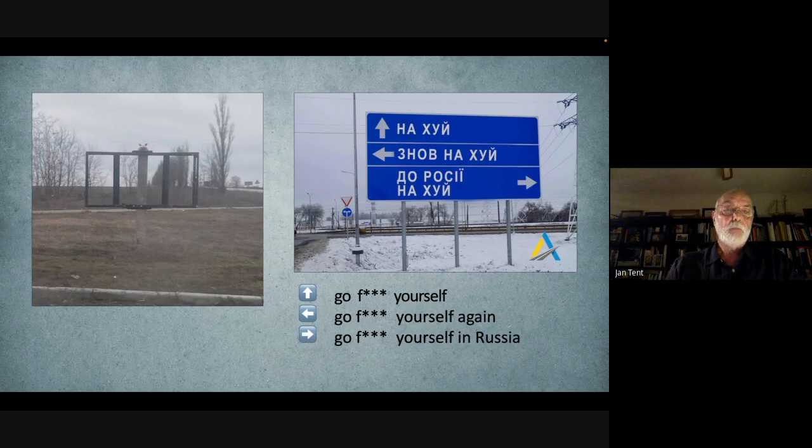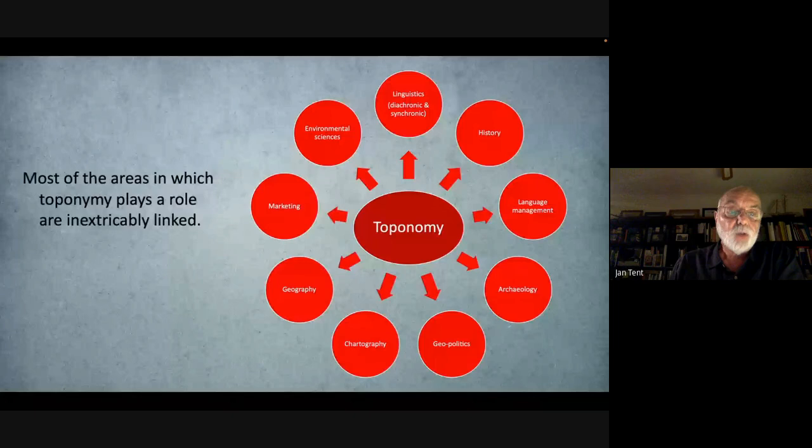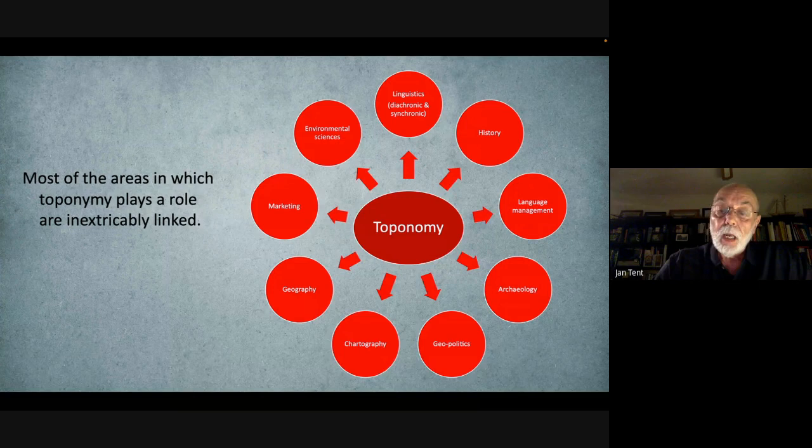So most areas that I've just discussed, toponymy plays a very, very close, inextricably linked role in all those. So in history, language management, archaeology, a PhD student of mine did a study of place names in the Arabian Peninsula, and he showed that by looking at the place names there of very small locations, that the whole area had been occupied by people from quite far away, and this was never known until my student showed that these place names were remnants of these people who had lived there.